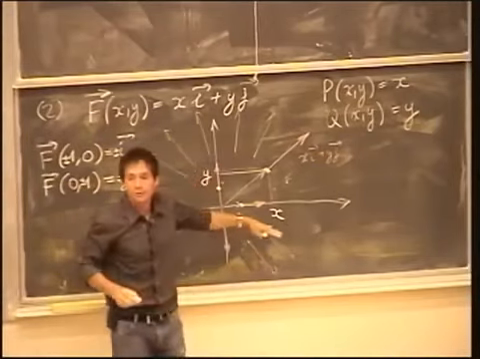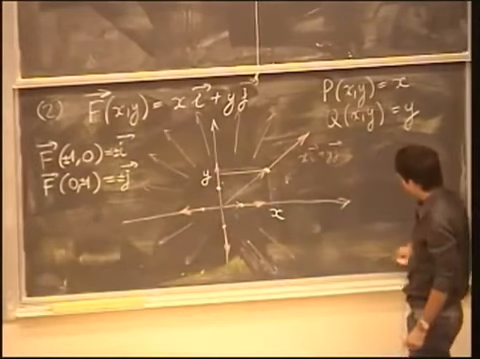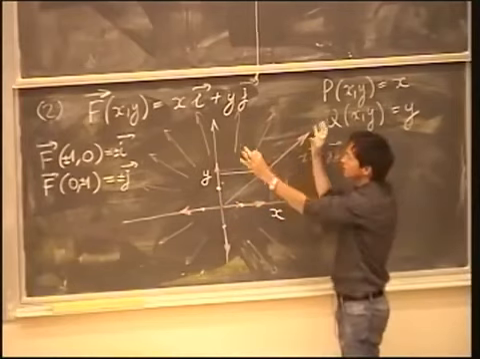But the magnitude actually changes. The magnitude is equal to the distance from the origin. So if I go far away, the magnitude will be even higher. If I'm very close, the magnitude is very small. Okay? So that's the vector field that I get. It's kind of an explosion.